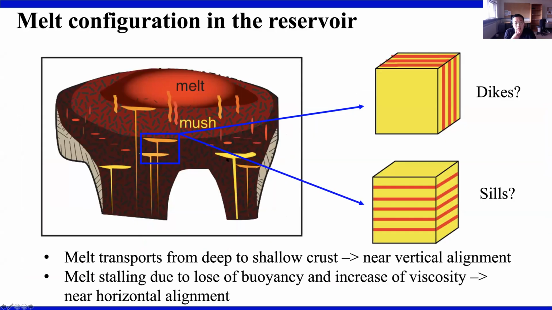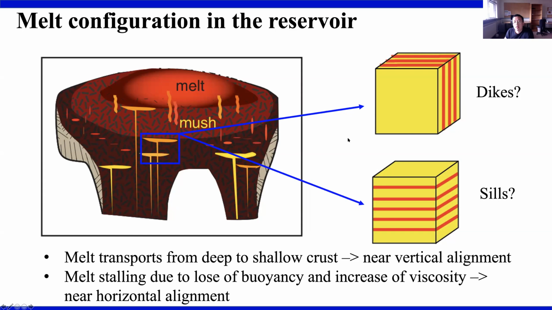So in this mush zone, the melts can either be vertically aligned, because the melt has to transport from shallow to deep, right? That's one pathway. Another thing is that the melts may grow horizontally, because when they move upwards, they will lose buoyancy and increase in viscosity. So they tend to grow laterally.